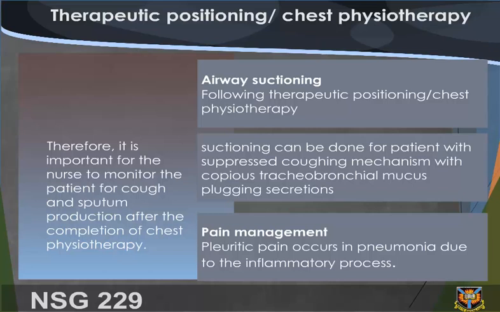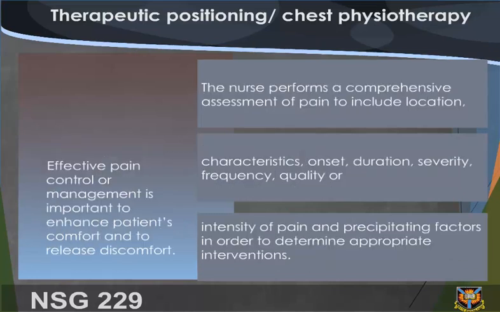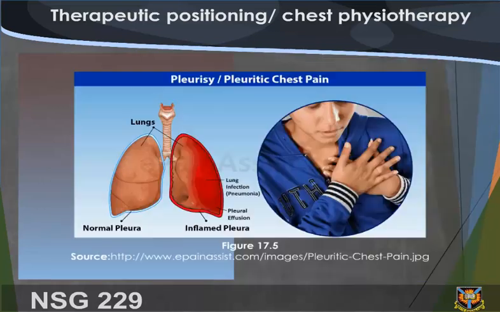Pain management. Pleuritic pain occurs in pneumonia due to the inflammatory process. Effective pain control or management is important to enhance patient's comfort and to relieve discomfort. The nurse performs a comprehensive assessment of pain to include location, characteristics, onset, duration, severity, frequency, quality, or intensity of pain, and precipitating factors in order to determine appropriate interventions.